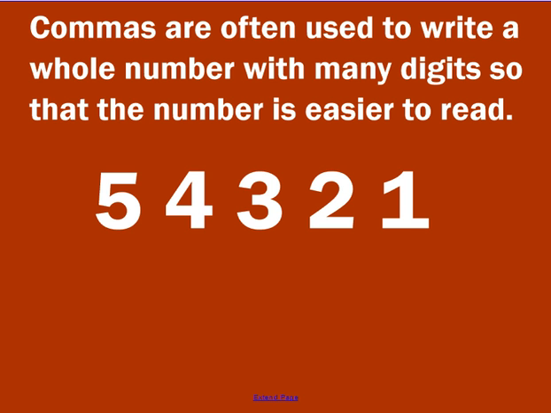Commas are often used to write a whole number with many digits so that the number is easier to read. So here I can go 5, 4, 3, 2, 1. Which place value is it? We want to place a comma in there. This comma here signifies that it's the first comma, reading my number from the right to the left. And so I have my ones, my tens, my hundreds. So this place value is my thousands. So I can say, okay, it's 54,321.